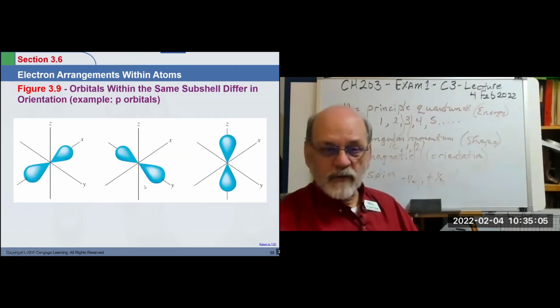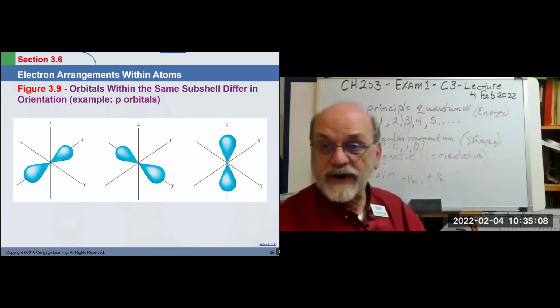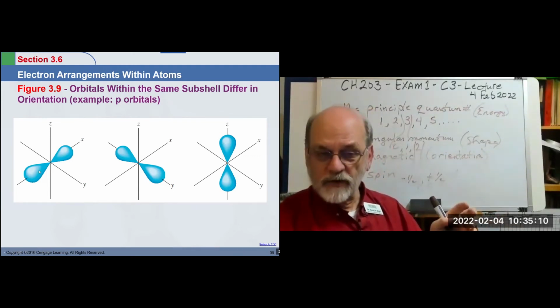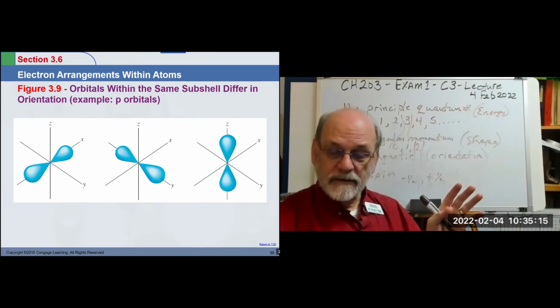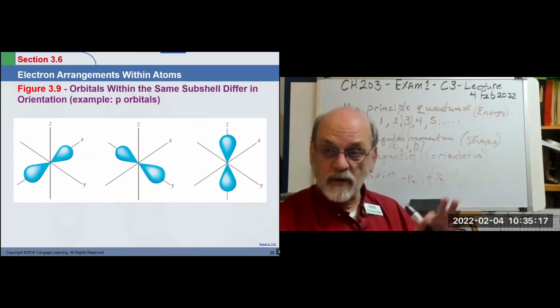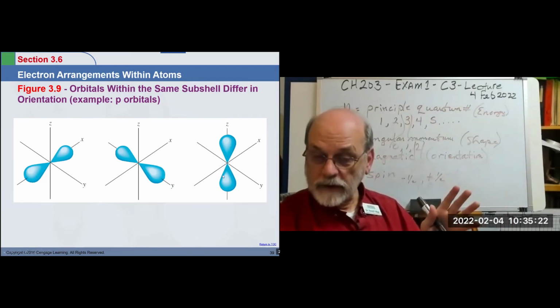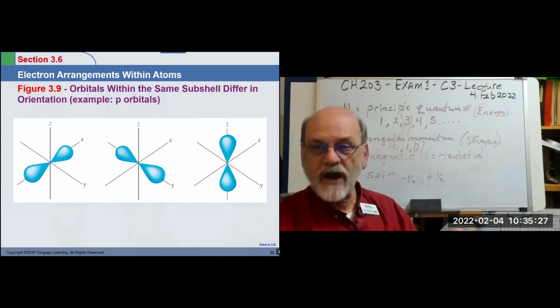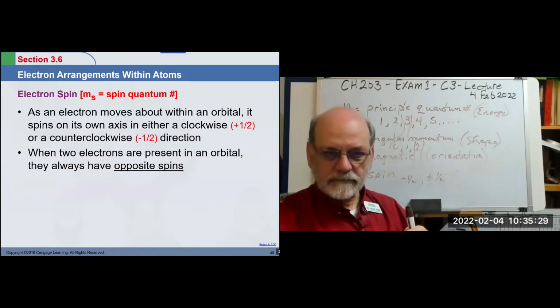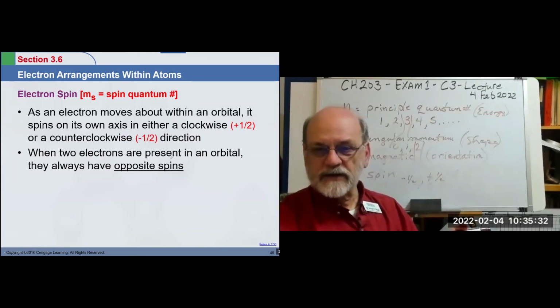All right. So when we get to M sub L orientation, the p orbitals might be dumbbells, but remember you can have 3 of them: -1, 0, +1. And they're oriented differently in space. That's the M sub L character. And here's an explanation of the spin quantum number. We think of electrons as little gyroscopes. They can either spin this way or they can spin that way.